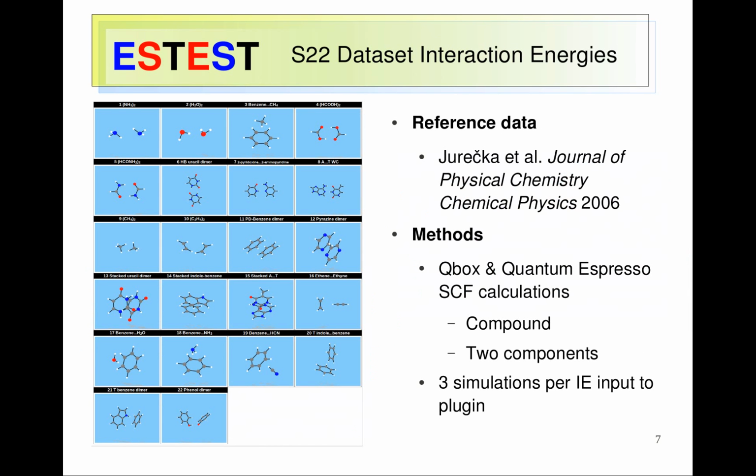Moving on to our work with interaction energies, we consider the S22 dataset compiled by Jurecka and his colleagues in 2005 that contains 8 hydrogen-bonded complexes, 7 dispersion-dominated complexes, and 7 mixed hydrogen-bonded and dispersion-dominated complexes. For our experiment, we wanted to verify that 2 different codes, Qbox and Quantum Espresso, using the same pseudopotential and parameters, would produce nearly equivalent interaction energies. So we ran the simulations with the compound and its 2 components, 3 per data set, or 66 per code, and 132 simulations in total.